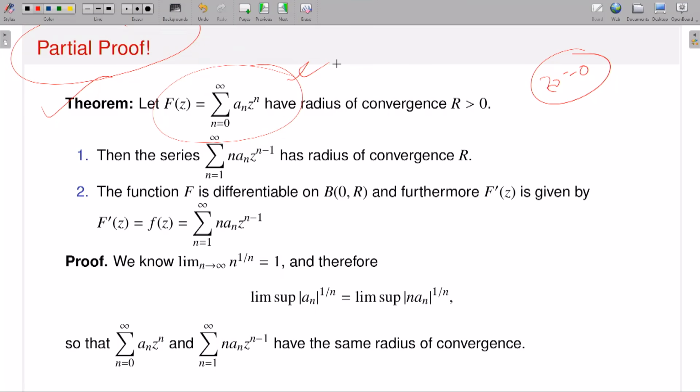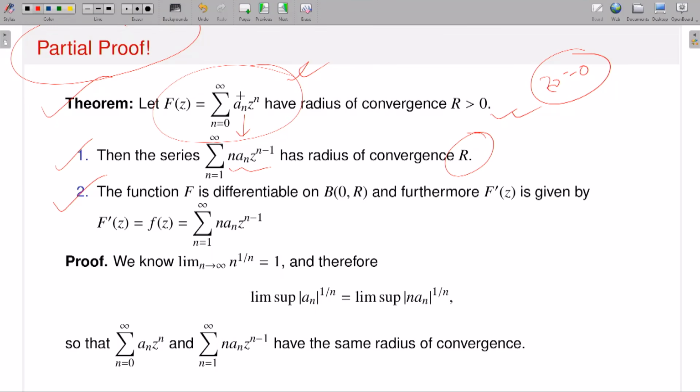Okay, you try it. So if I start with the function capital F, which is the sum over n from 0 to infinity of a n z to the power n, this is a power series around the point z equal to 0. Suppose it has a radius of convergence r. Then the first conclusion is that if I consider a new power series by taking the derivative of each term, that becomes n times a n z to the power n minus 1. It will have the same radius of convergence, number one.